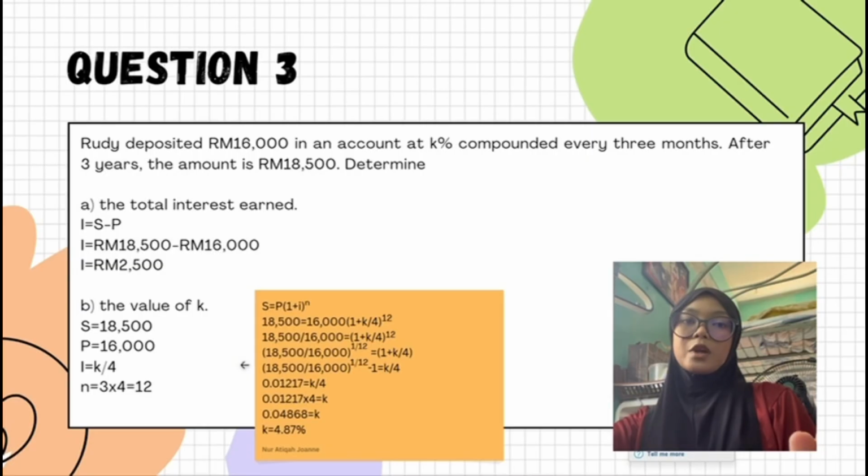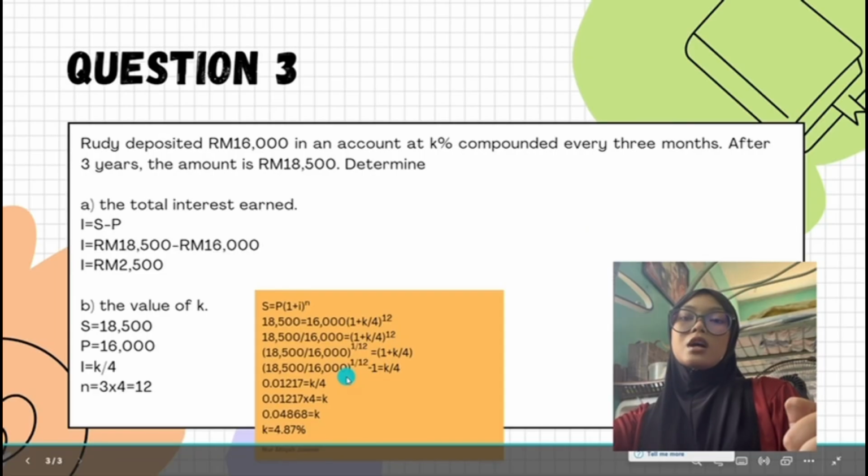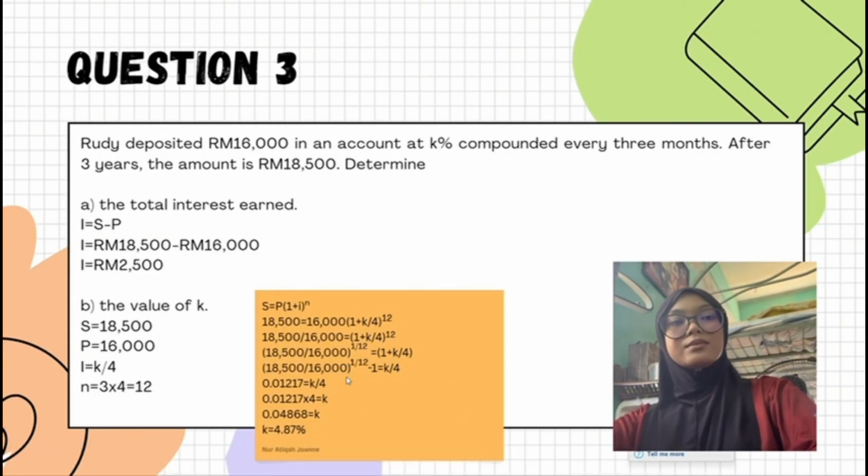So K over 4, we'll bring the 4 to the left, so it will be 0.01217 times 4, and we'll get 0.04868. And we will multiply it by 100 because we want to find the rate percent, and after that we'll get 4.87%. That's all.